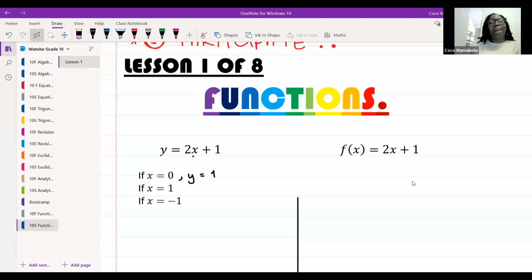Right. What if my x value was 1? What if I made my x value 1? Yes, good. y is equal to 3. Excellent. What if my x value was negative 1? What would we get? Good. Yes, that's correct, guys. I would get y is then equal to negative 1, because I'm going to get 2 times negative 1, which is negative 2 plus 1, which is indeed negative 1.